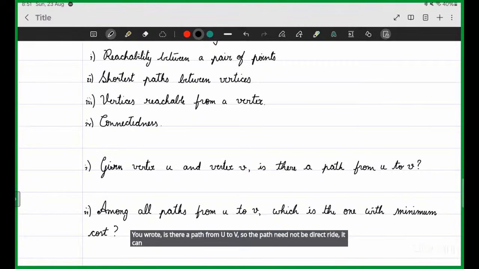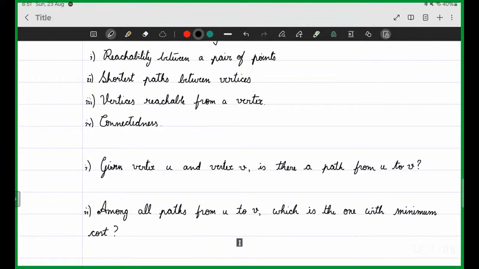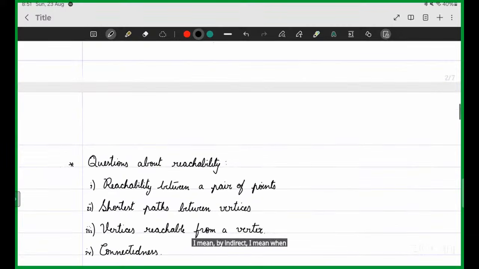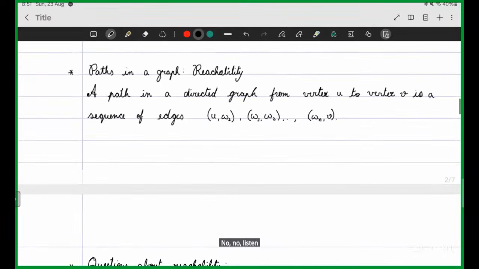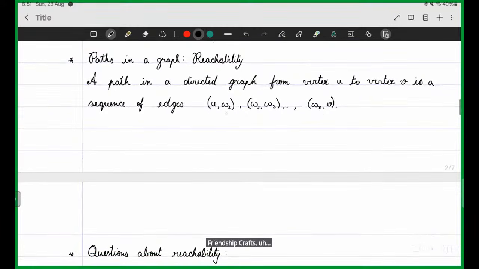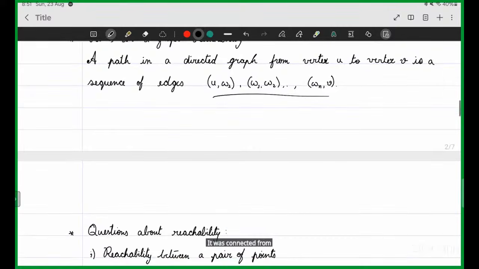It can be indirect. I mean, by indirect, when we talked about a path, in the friendship graph, it was connected from 4 to 5, right? So the path can be connected from U to V in such a way.